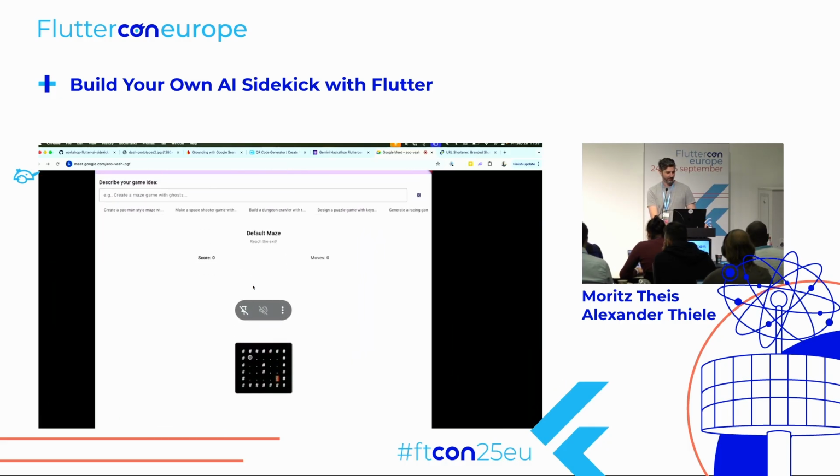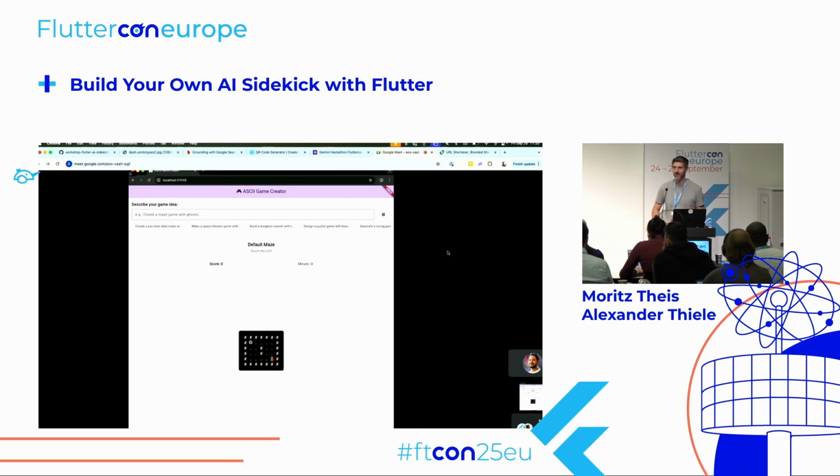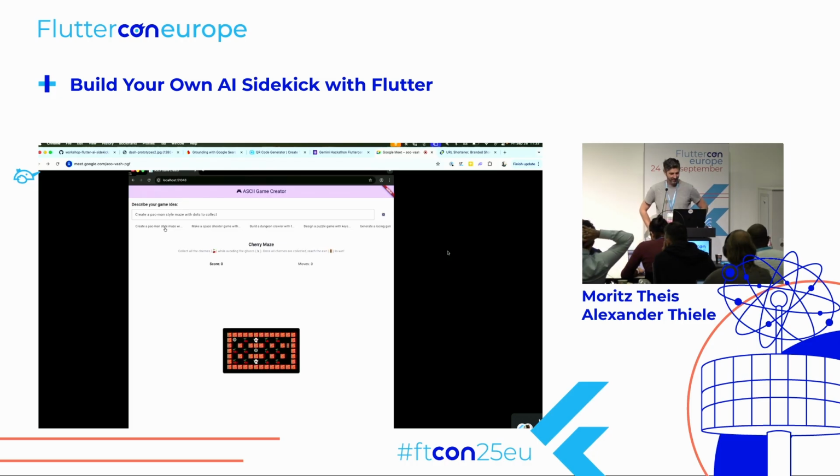So what I built is an ASCII game art creator. You can basically prompt it with a game idea. There are some games prepared here, for example a Pac-Man game where you need to collect coins while avoiding enemies. Gemini will then create the game state and enemy movement with a special prompt.